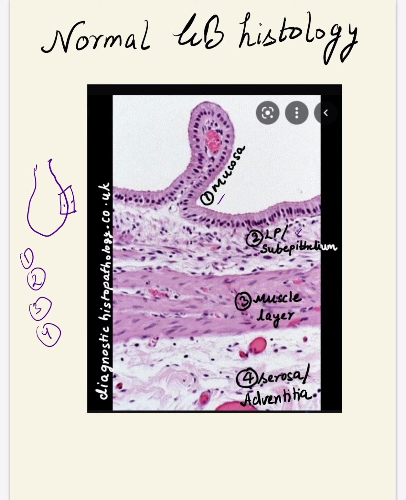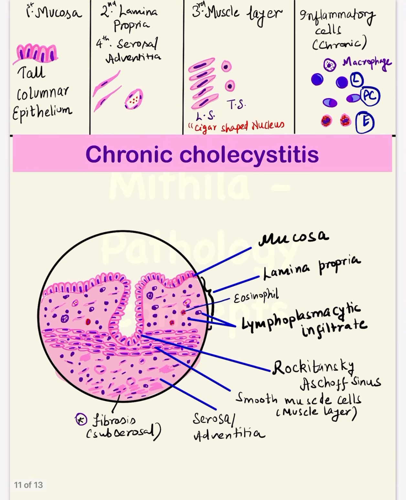The side which is free is generally called serosa, and where it is opposed to the liver tissue, it is called adventitia. So we can call it by any name, serosa or adventitia. Again, it is made up of connective tissue only. So these are the normal layers, and now how these layers are composed.